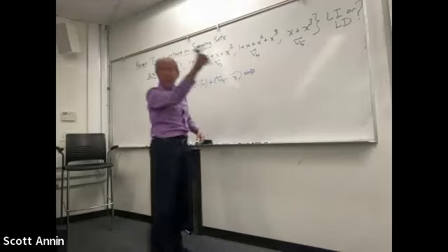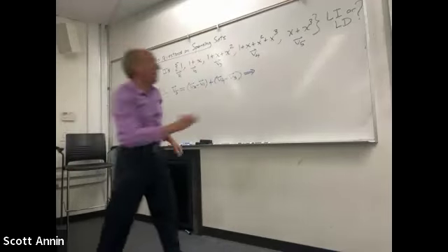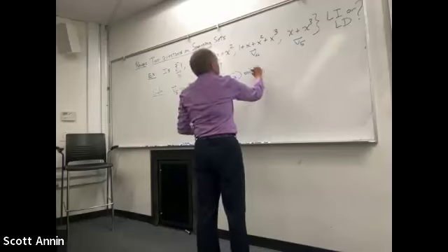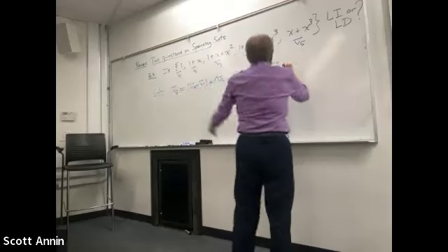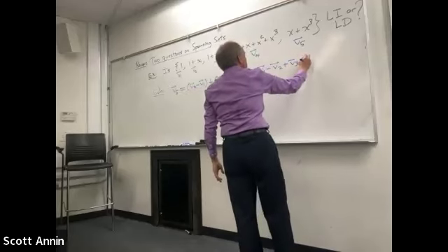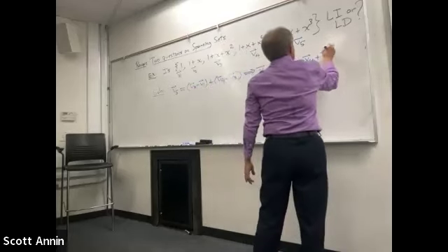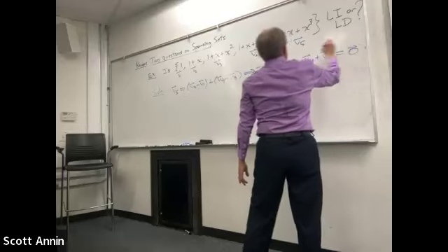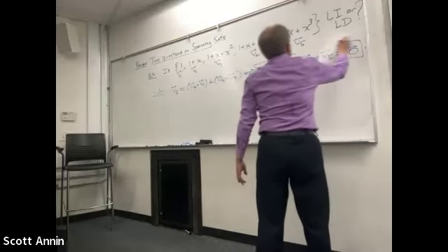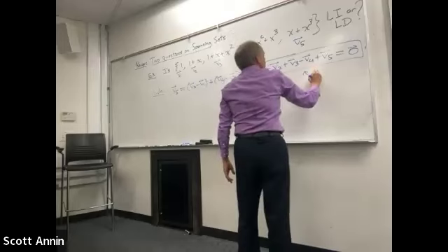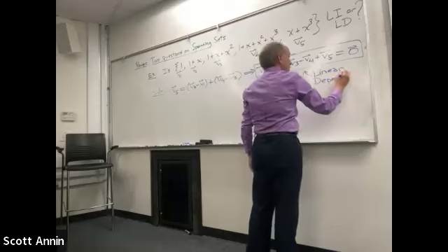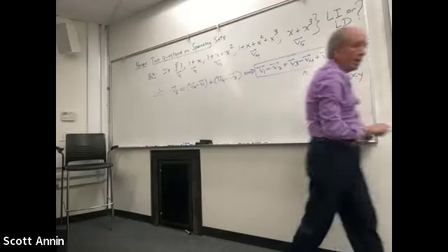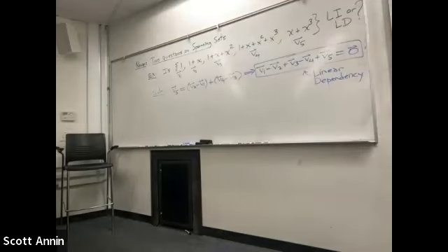Let me do the same thing I did on the example over there. Let me put everything on one side of the equation. So I'm going to subtract everything to the left, and it'll be V1 minus V2 plus V3 minus V4 plus V5 equals 0. And this is my linear dependency. So that is what's called a linear dependency right there.